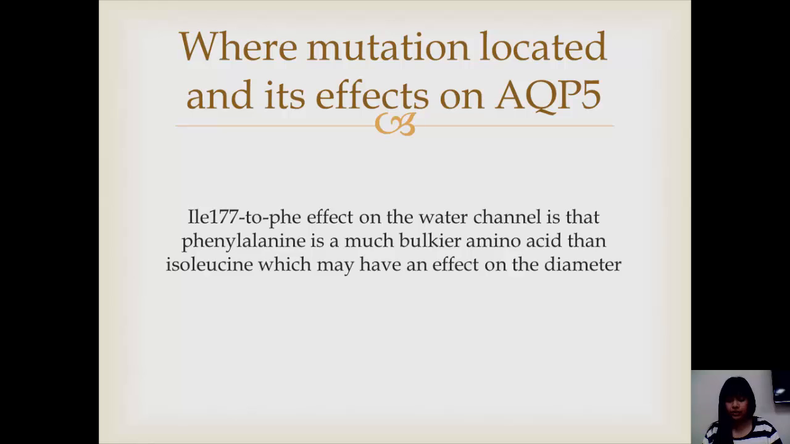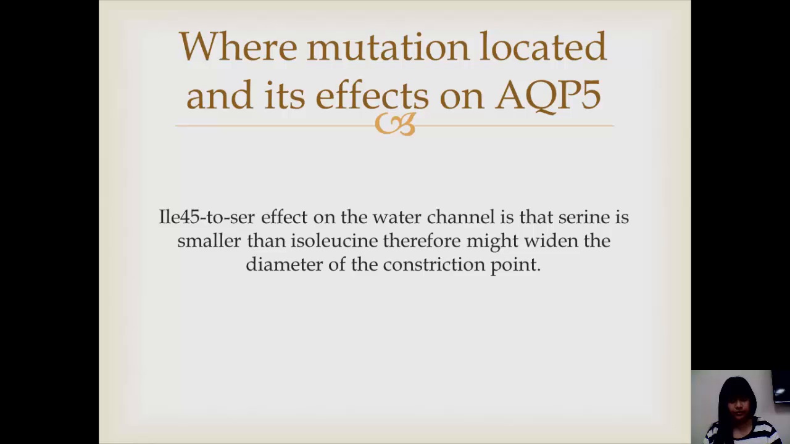So when the isoleucine changes to phenylalanine, it changes the diameter of the protein, as phenylalanine is a much bulkier amino acid than isoleucine, through steric hindrance. When isoleucine changed to serine, the effect it had on the water channel is that serine is a smaller amino acid than isoleucine, which therefore causes the diameter of the constriction point to widen.